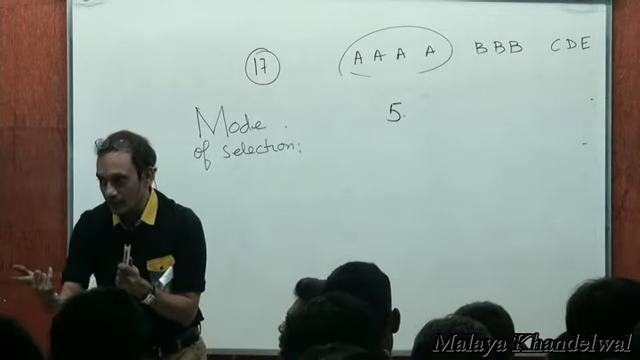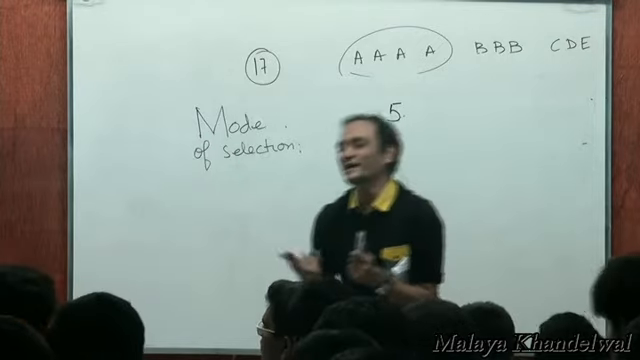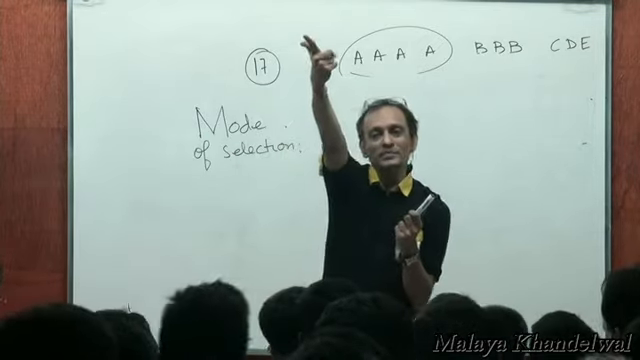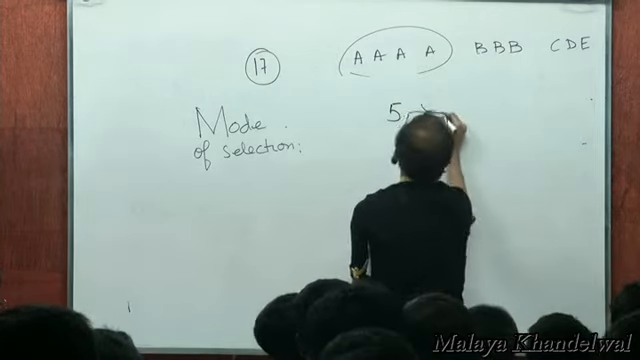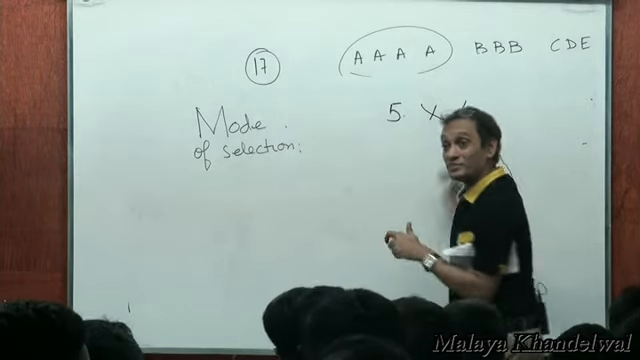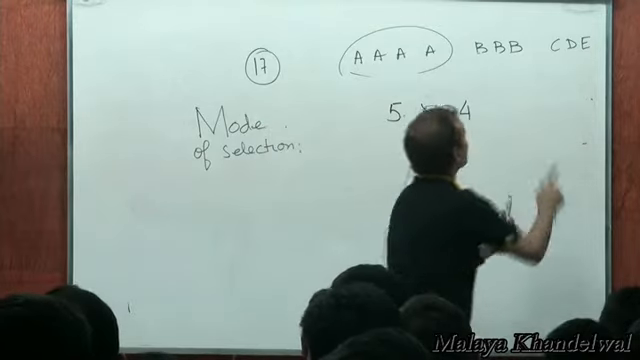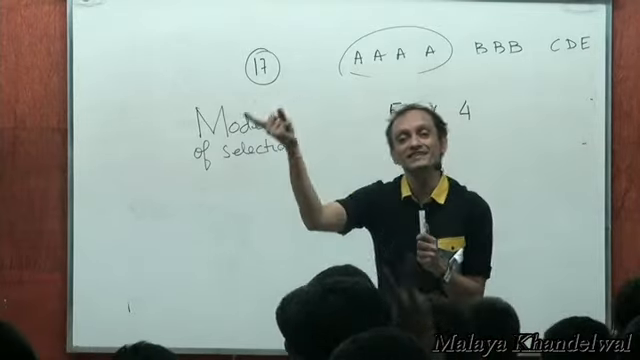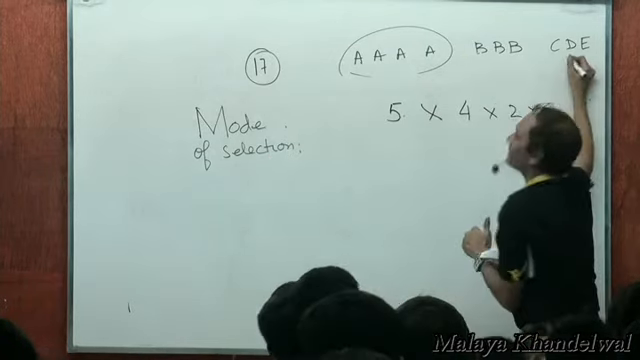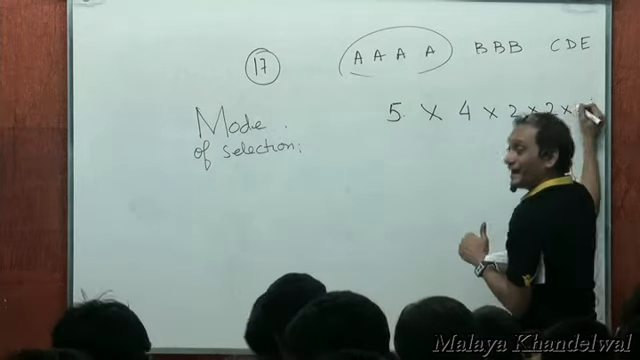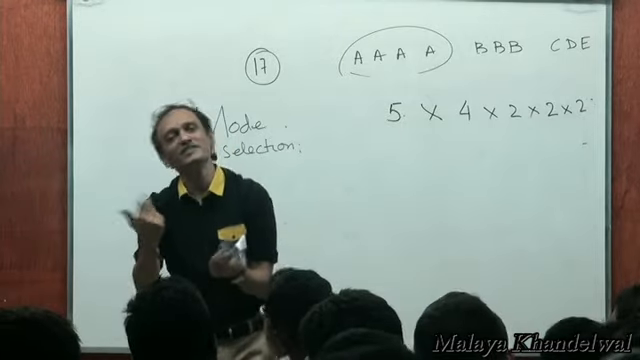Now, there are 3 B's. In how many ways can I deal with B's? 4 ways. Either select 1 B, or 2 B's, or 3 B's, or no B, 0 B. So that makes it 4 ways of dealing with B's. That's all contributing to the count. There is a C. How many ways can I deal with C? 2. Either select or not select C. How many ways can I deal with D? 2 ways. In how many ways can I deal with E? 2 ways. Minus 1, because this includes a case in which nothing is selected.